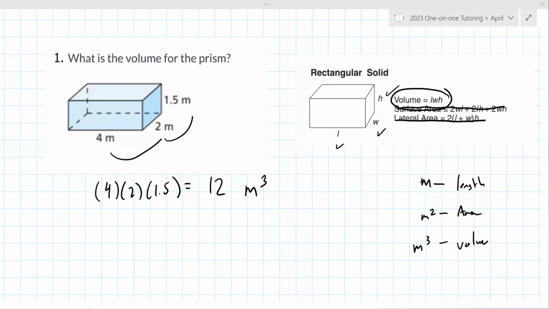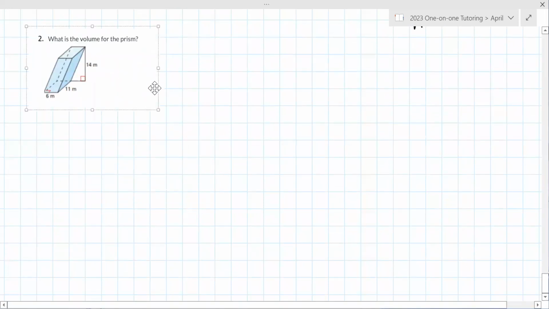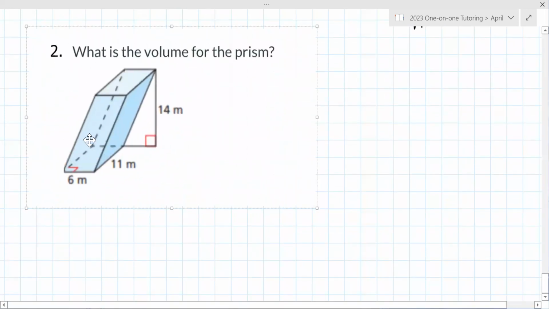All right. Number two here. Do you have a thought for me? Why don't you try this one on your own, please? Length times width times height. And does it necessarily matter what order you do it in?